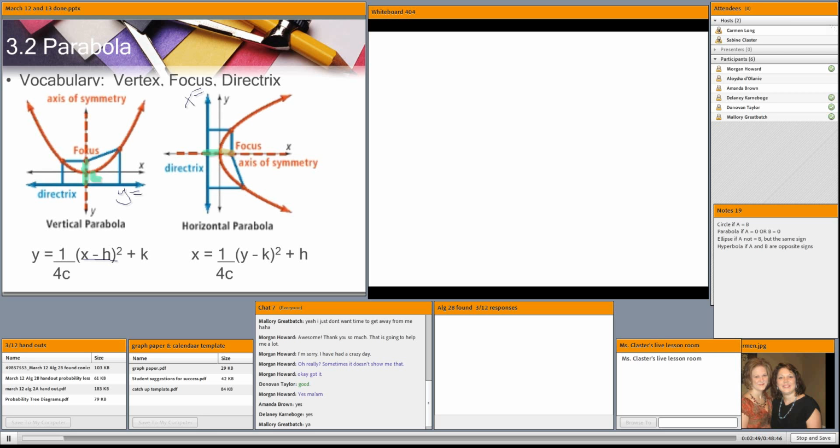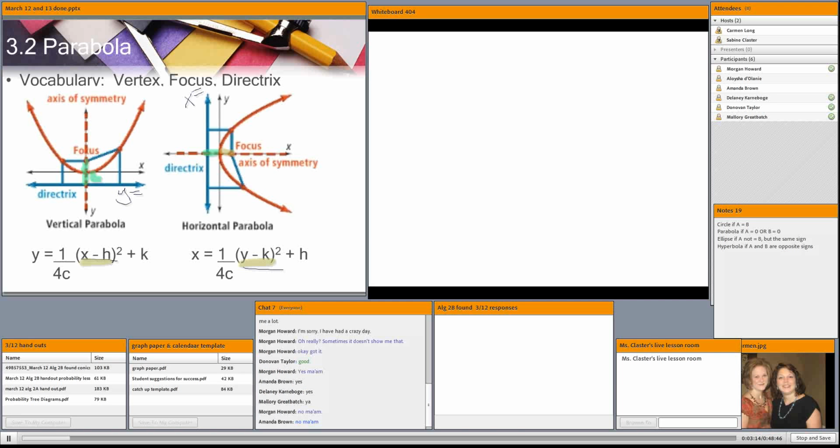H is always with x. K is always with y. A lot of students here will call their vertex KH because they think the value here is the first part of the vertex. It's not. It's HK. So just note that and remember that the x and the h go together, and the y and the k go together. So when you write this center, your center is always HK, no matter what.